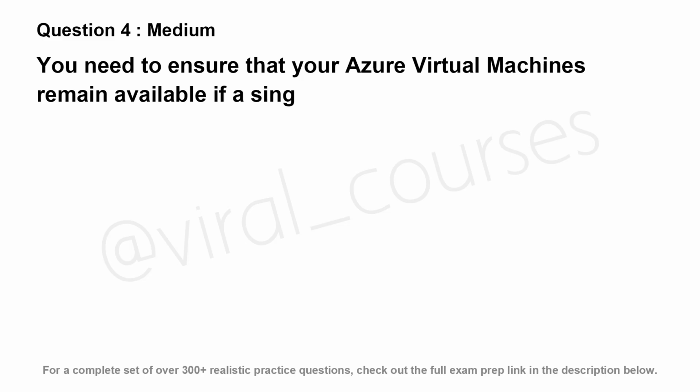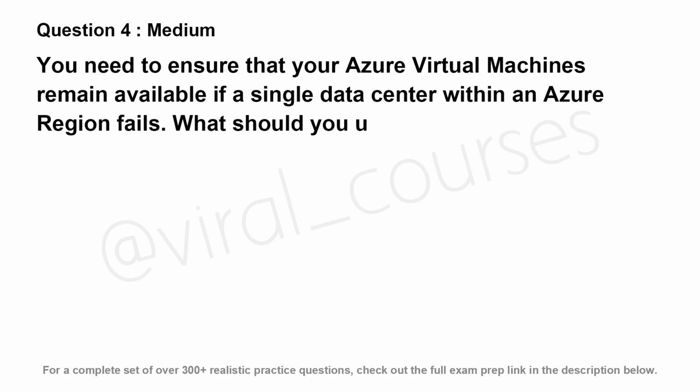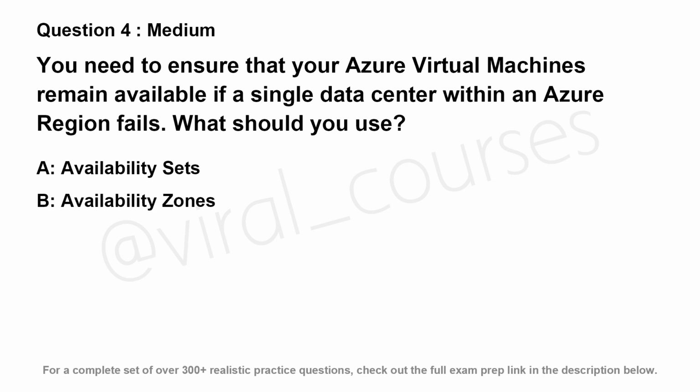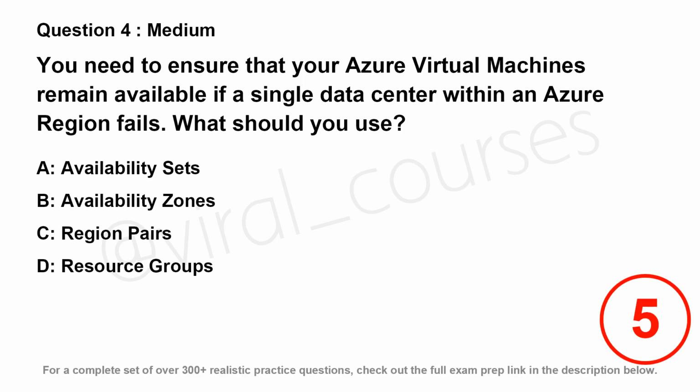You need to ensure that your Azure virtual machines remain available if a single data center within an Azure region fails. What should you use? Option A, Availability Sets. Option B, Availability Zones. Option C, Region Pairs. Option D, Resource Groups.